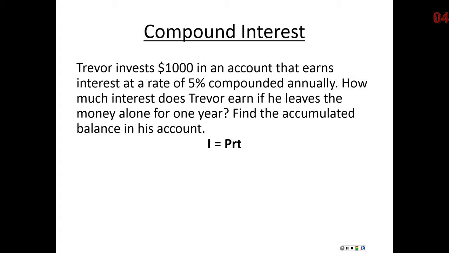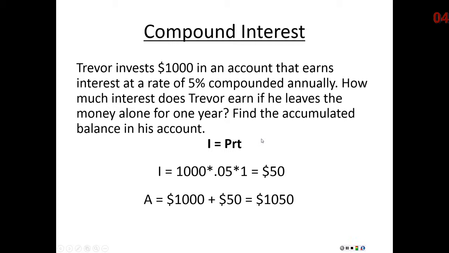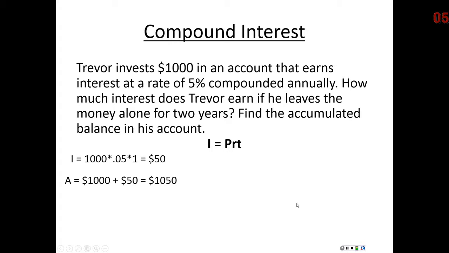So on this one, let's look at this. Trevor invests $1,000 in an account that earns interest at 5%, compounded annually. How much interest does Trevor earn if he leaves the money alone for 1 year? Well, it's going to be the same. It's going to be 1,050, just like before. Now we're going to take that 1050 and multiply it by 0.05 and add it.